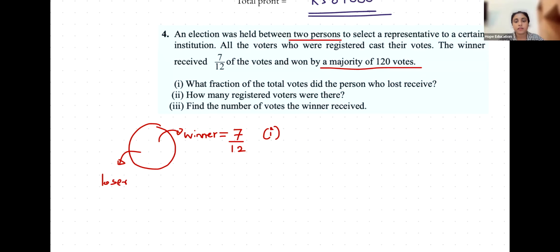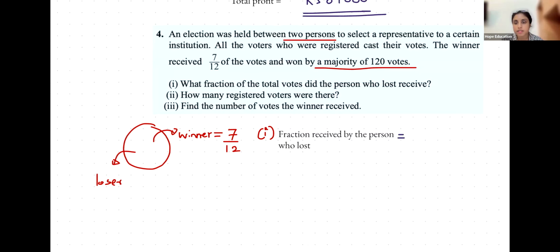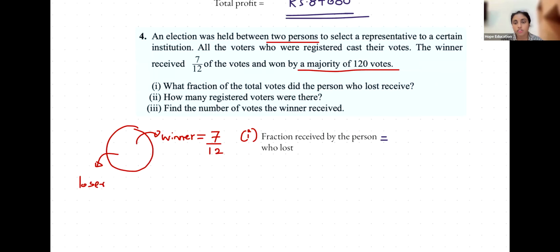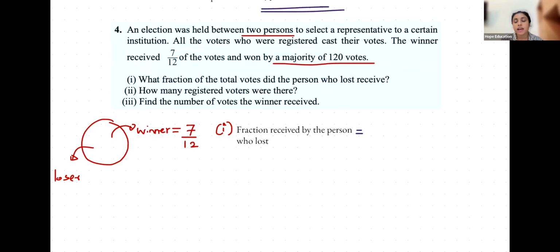So, the fraction received by the person who lost. If the winner got 7/12, then subtracting the winner's share from the total, the remainder is what the person who lost has gotten. So total, let's say 1, winner has gotten 7/12. So here the denominator of 1 is also 1.